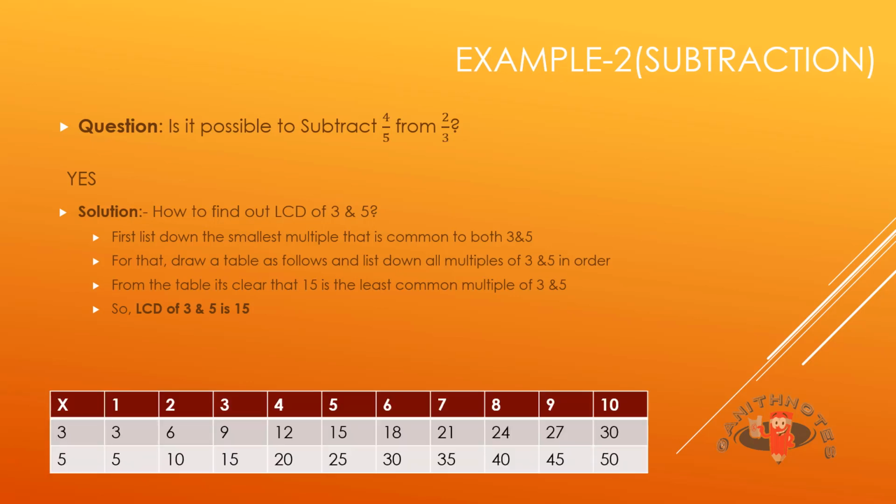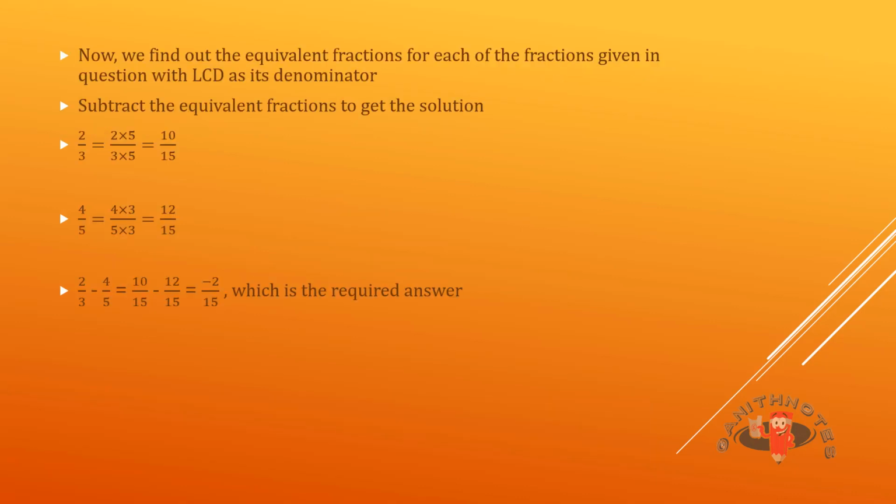Okay. So now comes the table. I have listed down all the multiples of 3 and all the multiples of 5 till a particular point. So by seeing this particular table, we can know that 15 is the least value that is common to both 3 and 5. So which means that LCD of 3 and 5 is 15. So now the next step is you have to find out the equivalent fractions for each of these given fractions, 2 by 3 and 4 by 5.